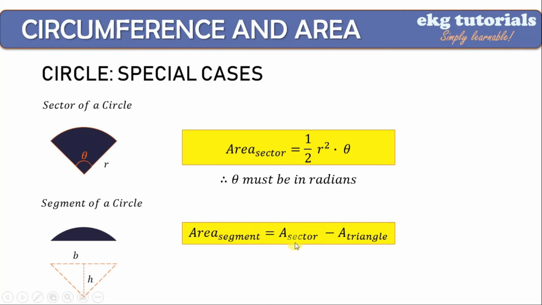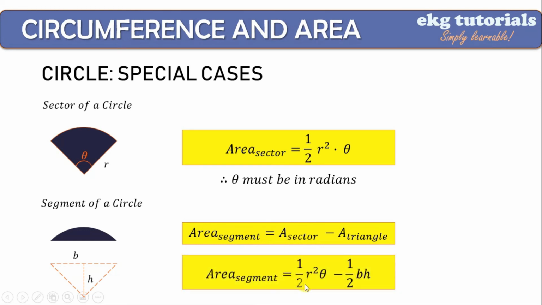So, substituting the values for the formula, area ng sector is 1/2 r squared theta. Then, yung area ng triangle, as discussed kanina, is 1/2 base times height. Pag nakaltas natin yan sa area ng sector, makukuha naman natin yung area ng ating segment. So those are the formulas related to perimeters, areas, and circumference.